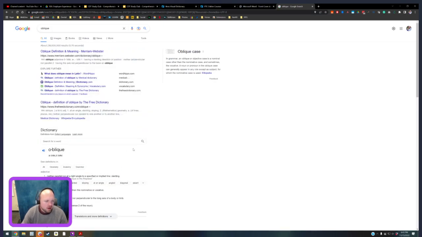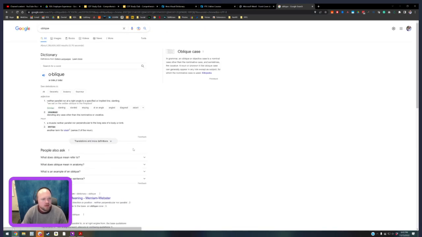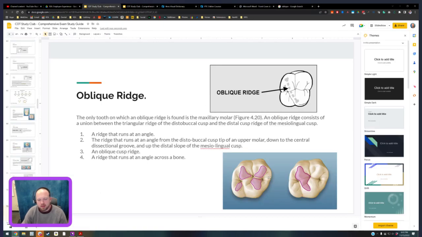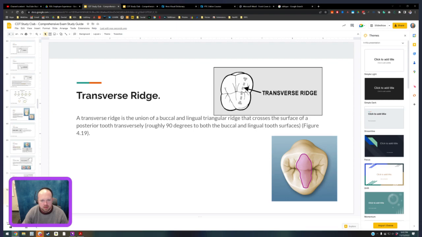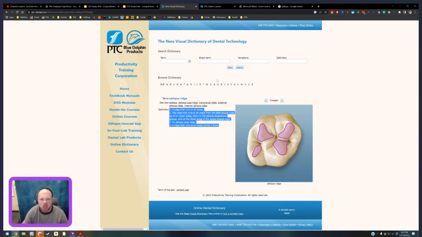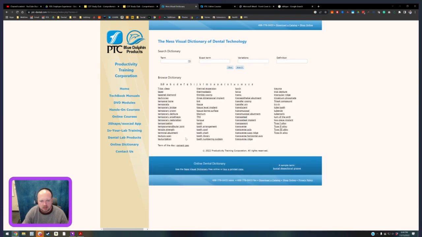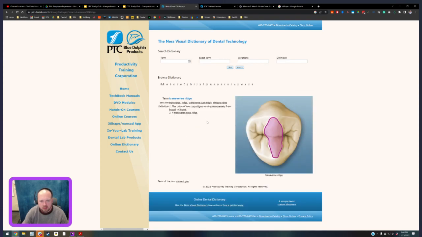Okay, oblique. Neither parallel nor at a right angle to a specified or implied line. Slanting. So basically, what it's saying then is the oblique ridge doesn't run parallel to the implied central fossa, the implied middle of the tooth. So it would just be off angle, as opposed to the transverse ridge, which is the union of a buccal and lingual triangular ridge that crosses. That is wordy. Yeah, I'm not tracking on that one.